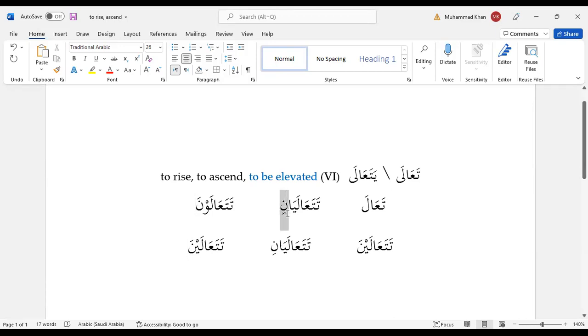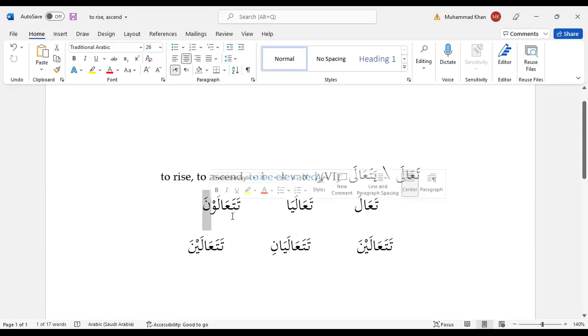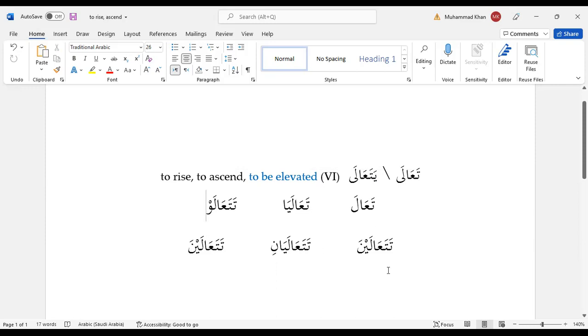Similarly, for the dual, we know that the noon will be dropped, and then alamat al-mudari will be dropped, so it will be ta'alaya. And for the masculine plural, we drop the noon, and you know that the noon will be replaced by alif. Yes, alif. And then we drop alamat al-mudari, so that's why it becomes ta'alaw, as we can see here. And for the singular feminine, the noon is dropped, and then the ta will be dropped. So what is left is ta'alay, as you can see here.